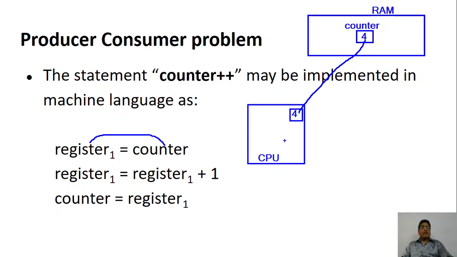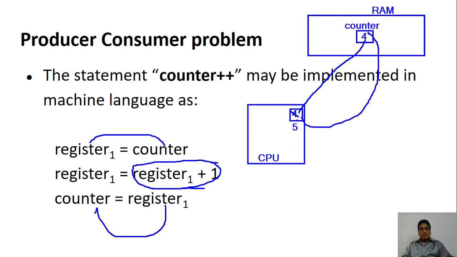Then it will do an ADD operation. It's going to increment this value, so register equals register plus 1. This statement makes the change. Finally, it's going to transfer that value back into the counter, so that the value in the counter will now be shown as 5. So this is how it works.